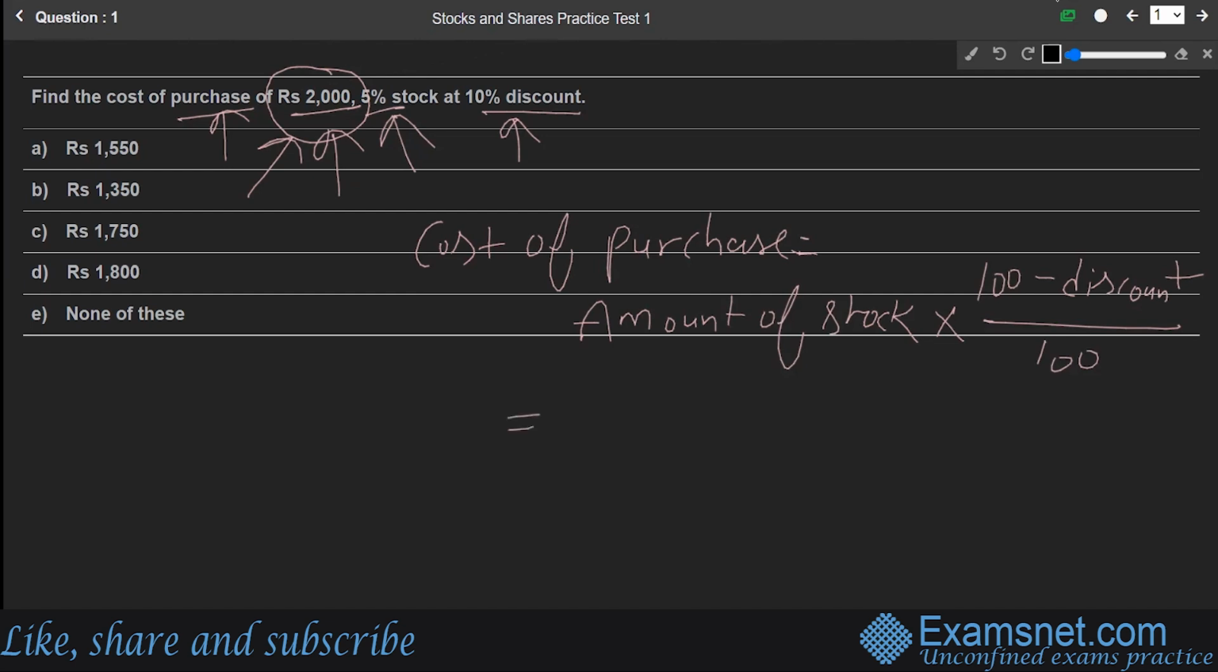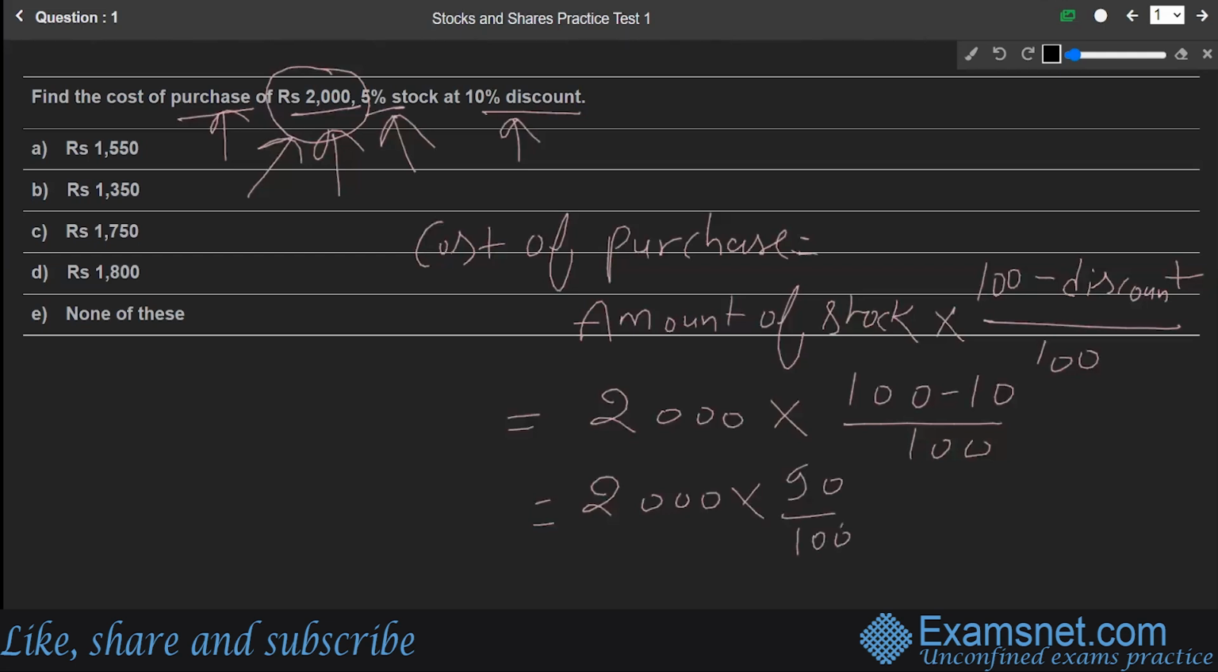So let us put down the values. Amount of stock was obviously 2000 rupees into 100 minus discount percentage, which was 10, over 100, that is 90%. So it becomes 2000 into 90 by 100, and if we solve this, we can get the actual cost of purchase. See, the zeros are gone. 20 into 90 is going to be 1800 rupees. So that is the actual cost of purchase, rupees 1800, which is available in option number D, so that becomes the right answer.